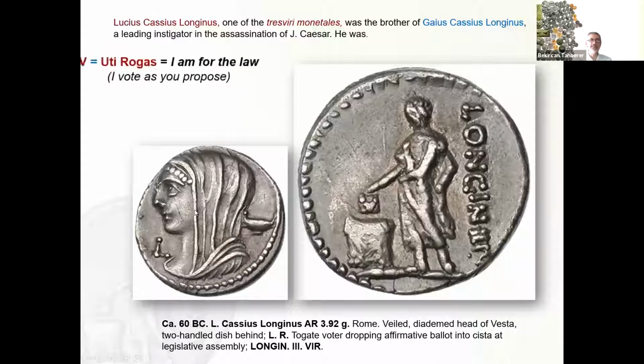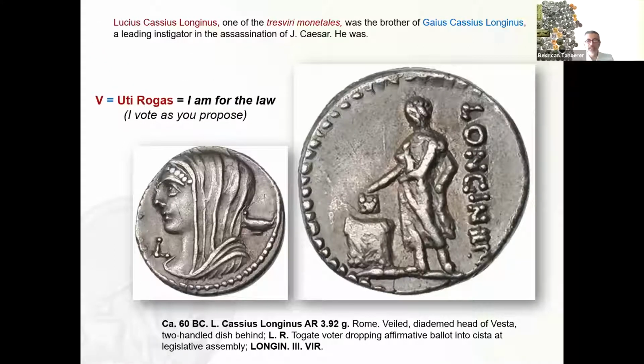This is not really a representation of the democracy, but it actually says, I vote as you propose. So he's simply telling the consuls of the time that he's supporting them.